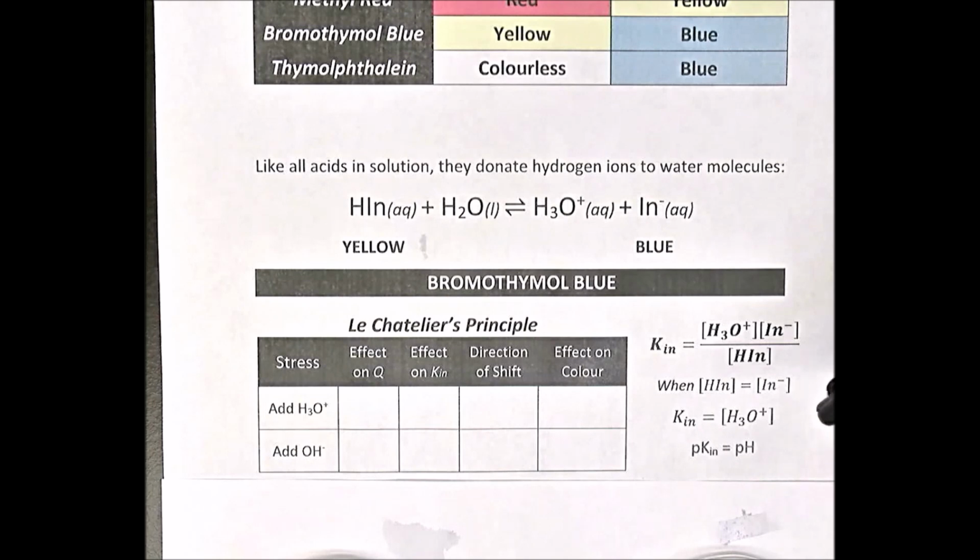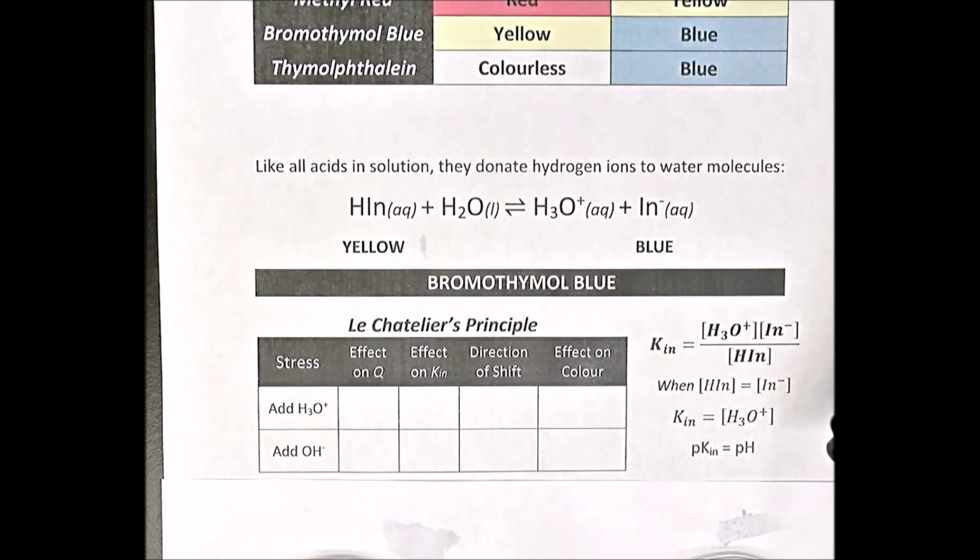Notice, though, in that equilibrium expression that if you had a solution with equal amounts, or very close to equal amounts, of HIn and In minus, so the acid and the conjugate base version were mixed together in roughly equal amounts in the solution, then they would cancel out in this equilibrium expression, and that would leave you with the equilibrium constant for the indicator equals the hydronium concentration in the solution. That's when you have equal amounts of the acid and base version of the indicator in the solution.